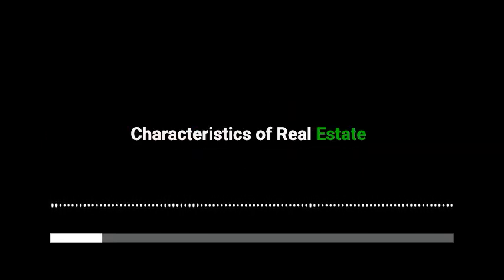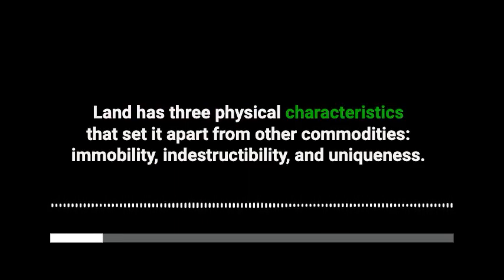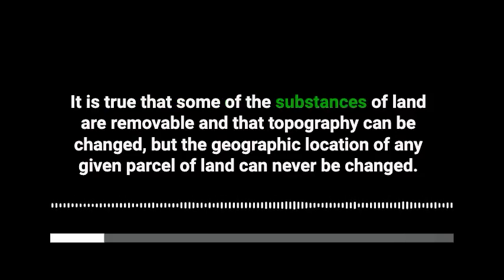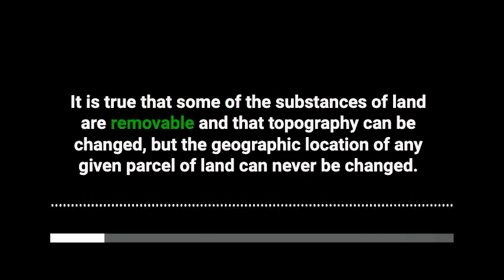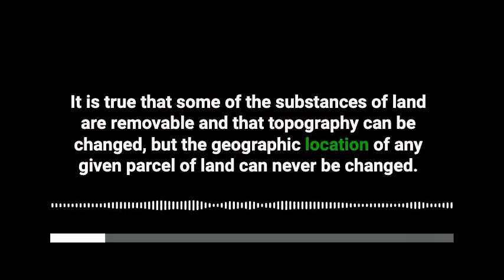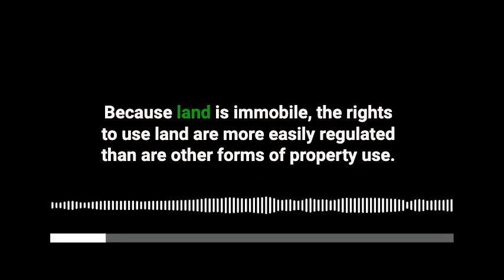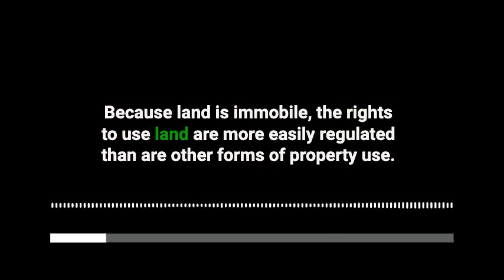Characteristics of real estate. Physical characteristics. Land has 3 physical characteristics that set it apart from other commodities: immobility, indestructibility, and uniqueness. Immobility. It is true that some of the substances of land are removable, and that topography can be changed, but the geographic location of any given parcel of land can never be changed.